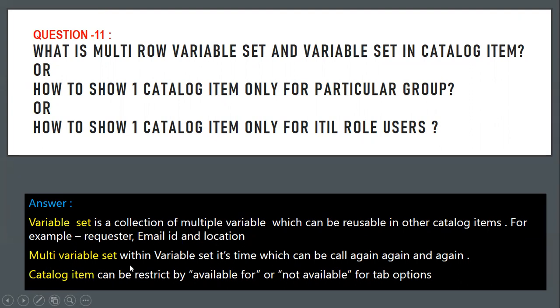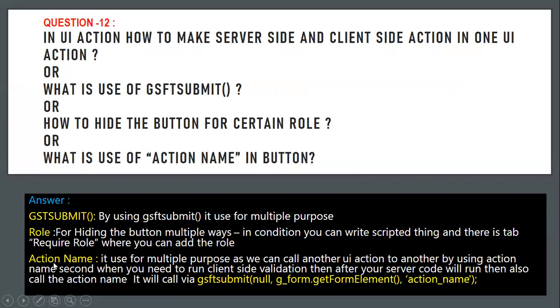Now the multi-row variable set. Within a variable set, it's a type which can be called again and again. Correct? That is the multi-row variable set. So do not confuse these two, variable set and multi-row variable set. The multi-row variable set is a type of variable set where you can recall a list of variables, which will be selected into the multi-row variable set. It will call again and again itself.